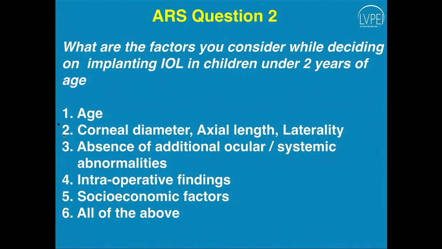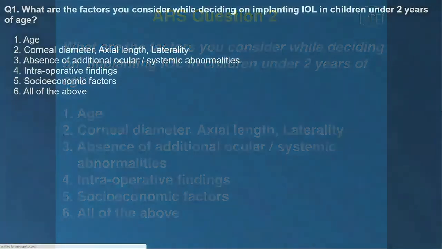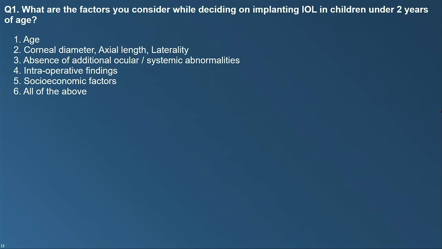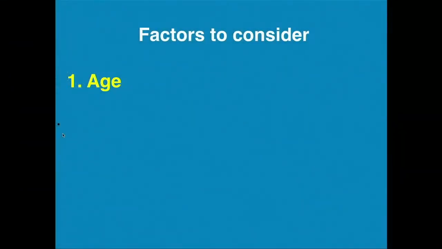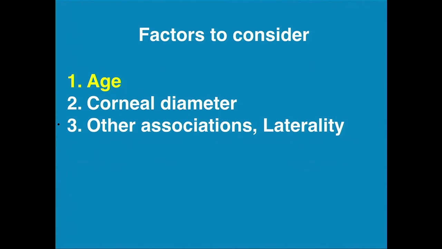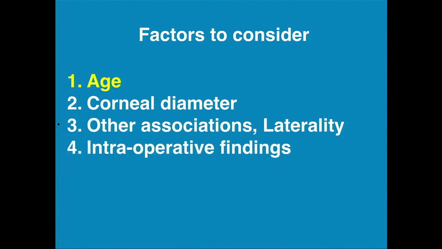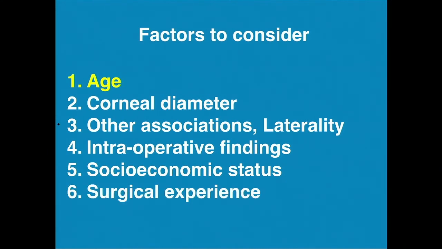The next question is, what are the factors you consider while deciding on implanting the IOL in children under 2 years? Age, corneal diameter, absence of additional ocular or systemic abnormalities, intraoperative findings, socioeconomic factors, all of the above. There are 6 points there. So that's clear cut. So age is not the only one. Corneal diameter, other associations. Laterality is important. Intraoperative findings, socioeconomic status, and surgical experience of the surgeon. And what are you offering, what the child or a parent can afford in terms of postoperative care.